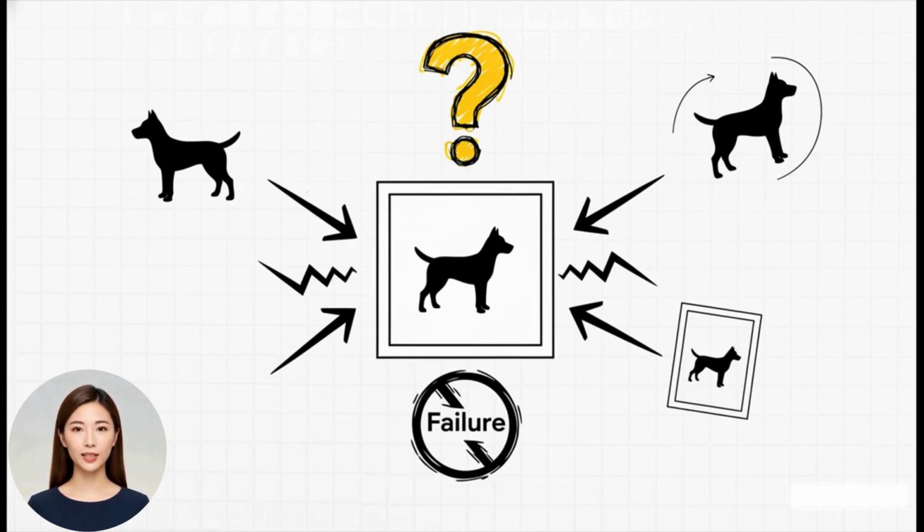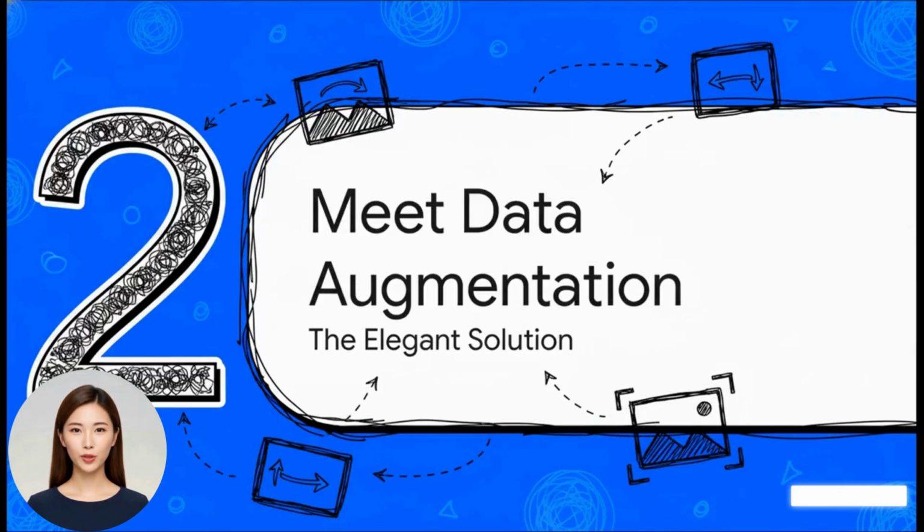So the big question is, how do we fix this without having to go out and shoot a million new photos? And this is where we meet our hero, data augmentation. It's such an elegant solution, really. It's how we show our AI a much bigger, more interesting world by basically inventing parts of it ourselves.